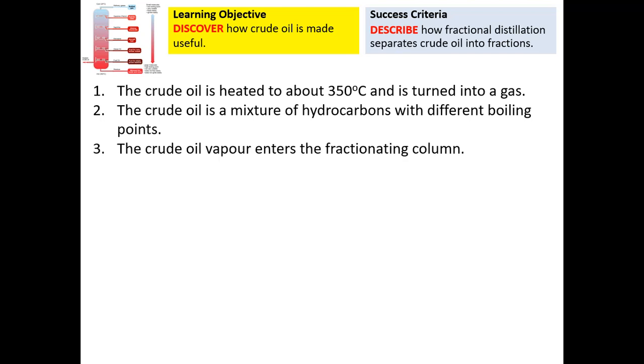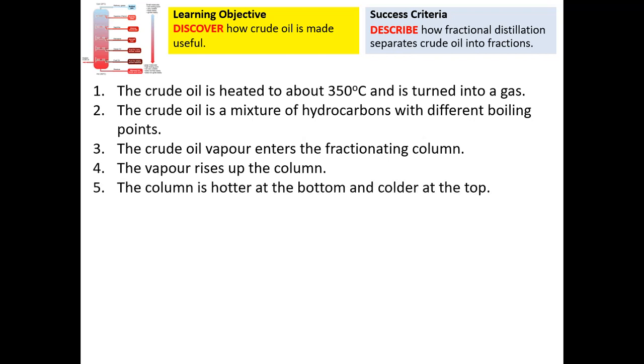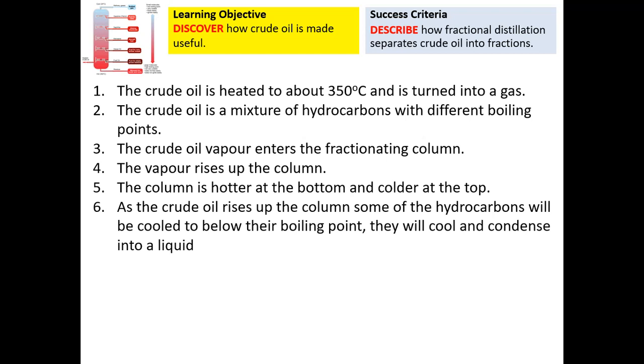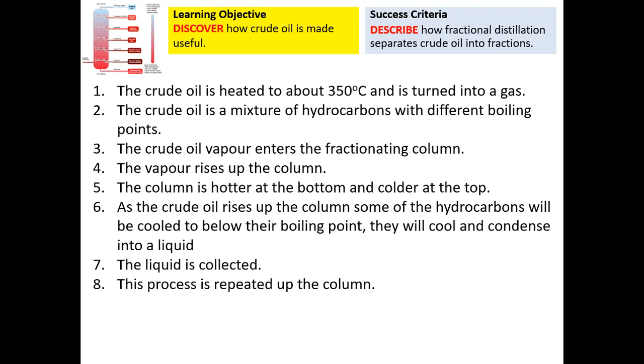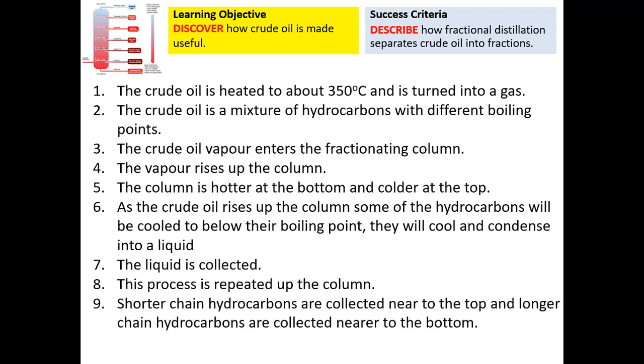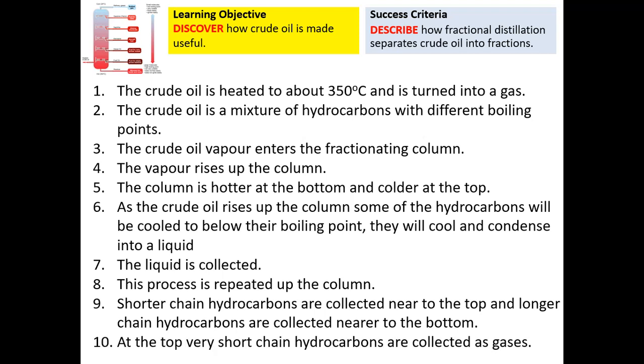The crude oil vapour enters the fractionating column and rises up the column. The column is hotter at the bottom and colder at the top. Again, this wouldn't work if this didn't happen. As the crude oil rises up the column, some of the hydrocarbons will be cooled to below their boiling point, where they will condense into a liquid, and this liquid is collected. The process is repeated up the column. The shorter chain hydrocarbons are collected near the top and longer chain hydrocarbons are collected near the bottom. At the very top, very short chain hydrocarbons are collected as gases.